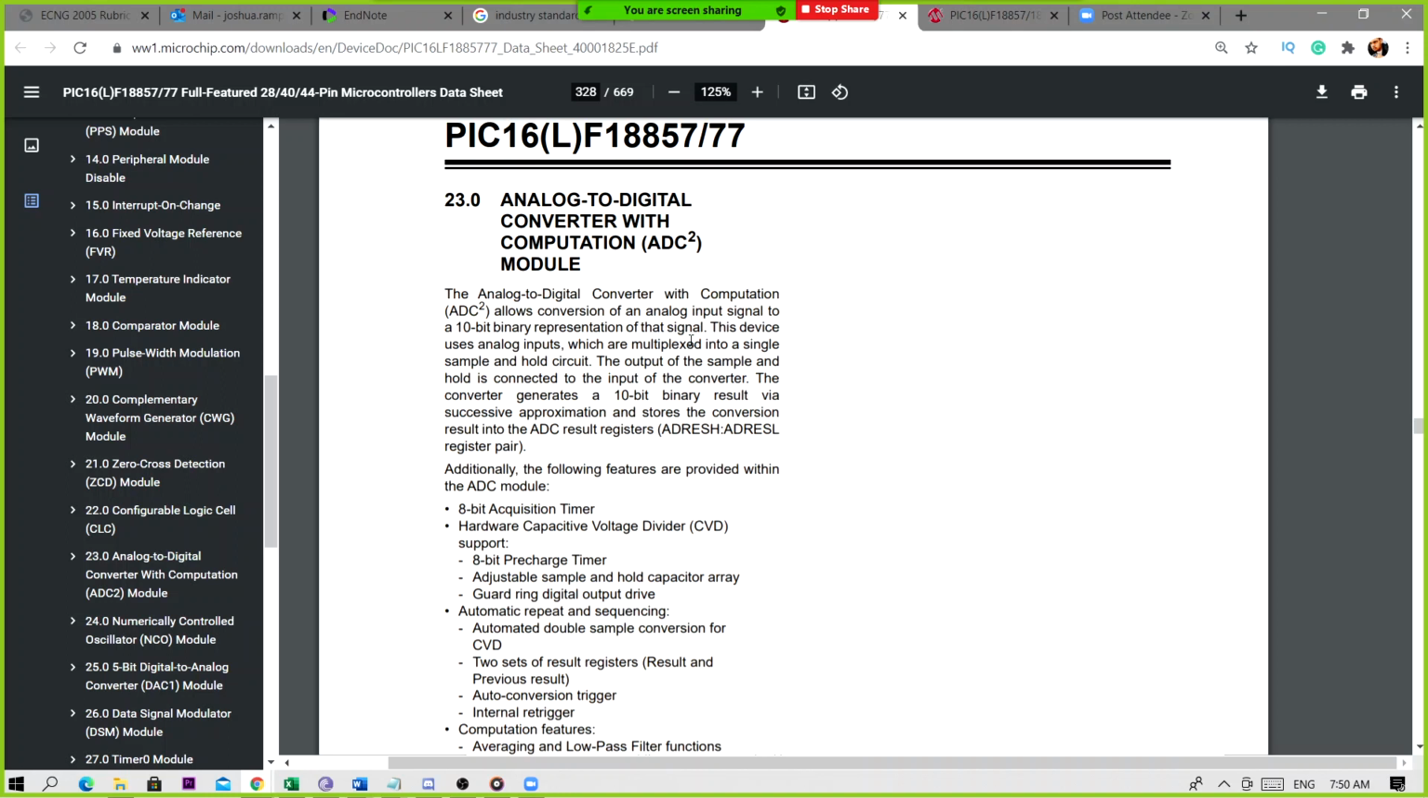No. It said analog. If we talk analog, we don't talk high and low, we talk that in digital. So let's start again. The analog to digital converter with computation ADC squared allows conversion of an analog input signal to a 10-bit binary representation of that signal. All right. So if it's an analog input signal, can I talk about high and low? No. Right. So an analog input signal would be a voltage of some value.